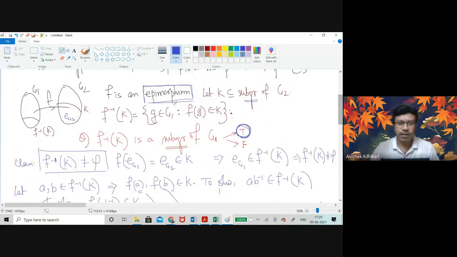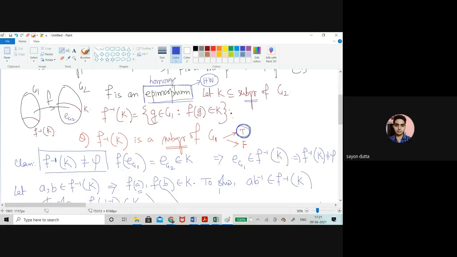If that is not required, then you can say that it is always a subgroup of G1. If it is required somewhere, then you have to impose this. So that's my homework. You need to check whether I have used somewhere the fact that F is an epimorphism or not. If it is not required, then if F is a homomorphism, that will be sufficient. Then if K is a subgroup of G2, F inverse K will always be a subgroup of G1.